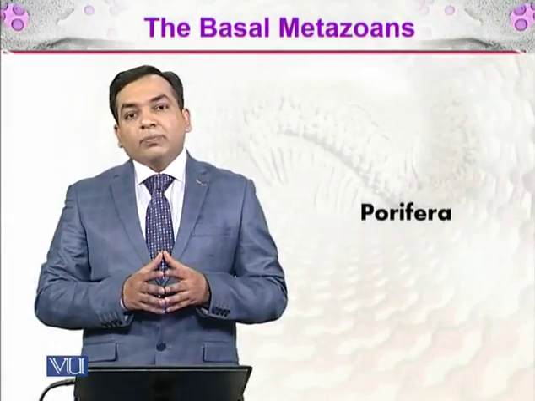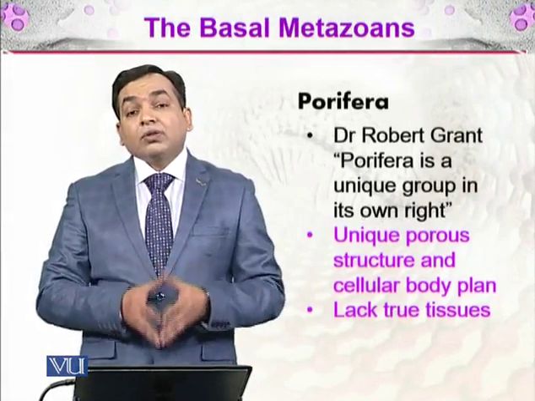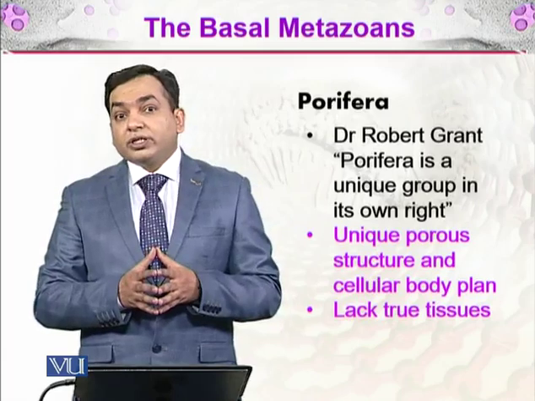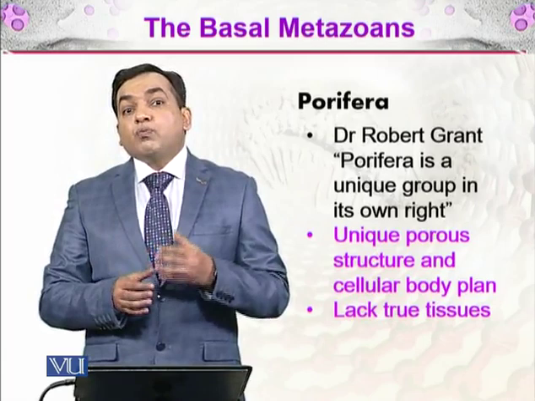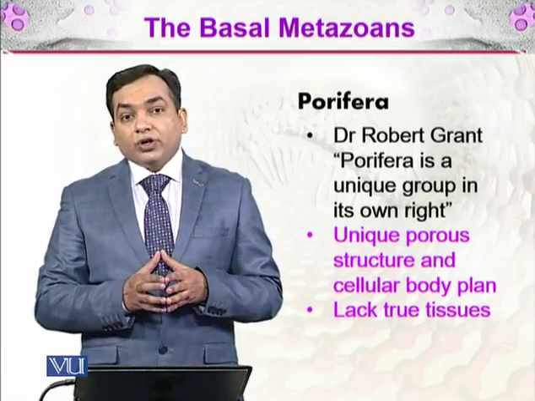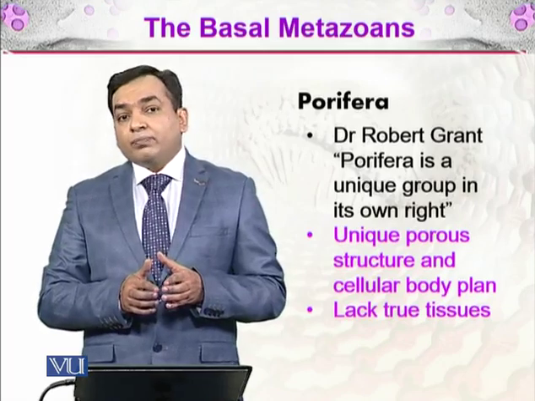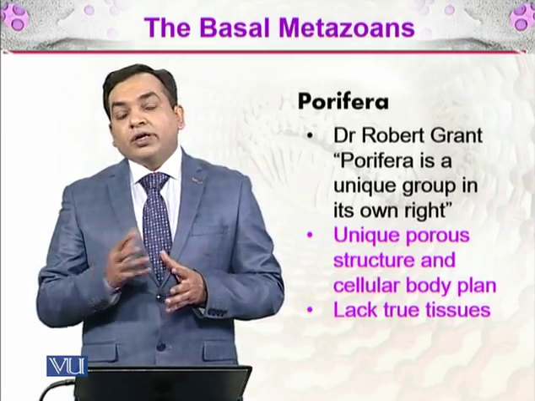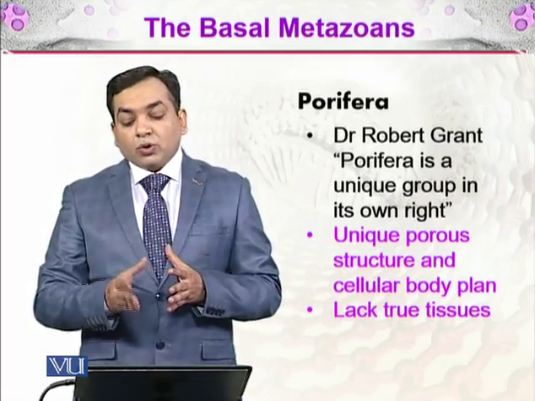In the basal metazoans, we will be discussing the Porifera. Porifera comes from two words: pori, meaning pores, and fera, meaning to bear. So the organisms which contain pores on their surface are called poriferans. Dr. Robert Grant, who was a contemporary or maybe senior to Charles Darwin and one time his patron, said that Porifera is a unique group in its own right.